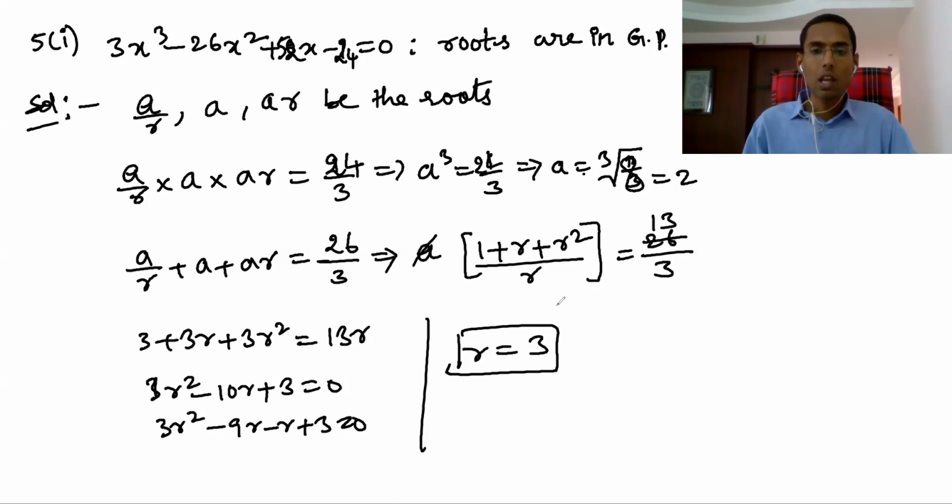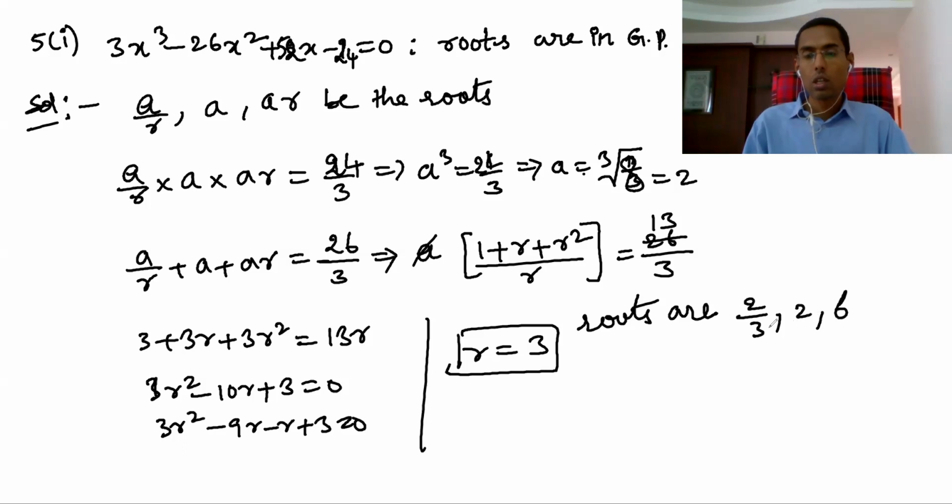So now you have a and r. So what are the roots? Roots can be found immediately. Roots are a by r, that is 2 by 3, comma 2, comma 2 into 3, that is 6. These are the roots which are in GP with common ratio r is 3. If you multiply 3 to this, you get this. Multiply 3, then you get this. So like this. Then we will see the question which is in HP.